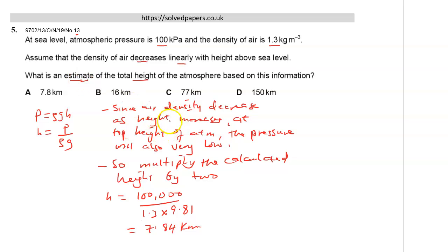We know that as you go up, the density of air decreases, and therefore you would have as well divided the density by 2. But instead of dividing density by 2, you can multiply the height by 2, and you'll get something like 15.68 kilometers, which is approximately 16 kilometers. So the total height of the atmosphere is estimated to be 16 kilometers right there.